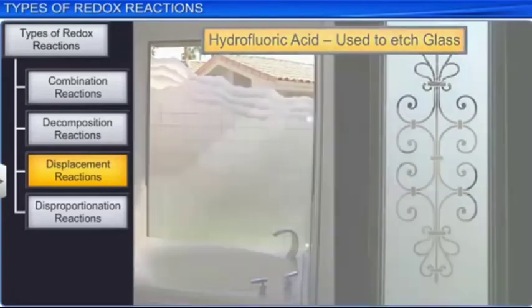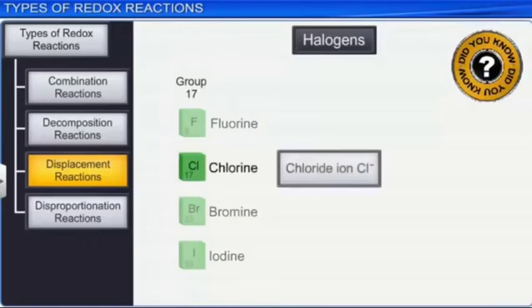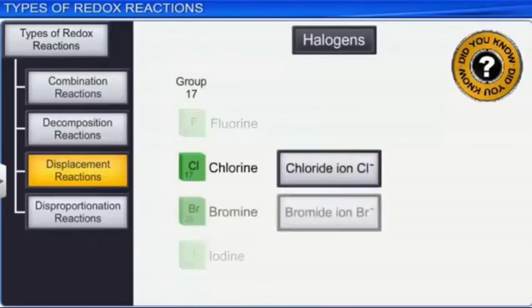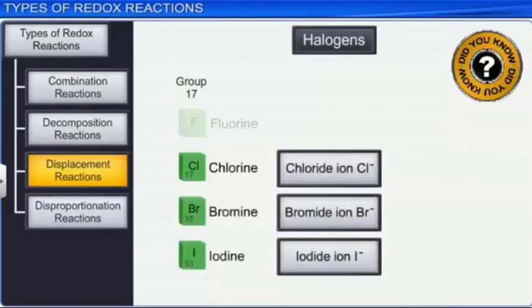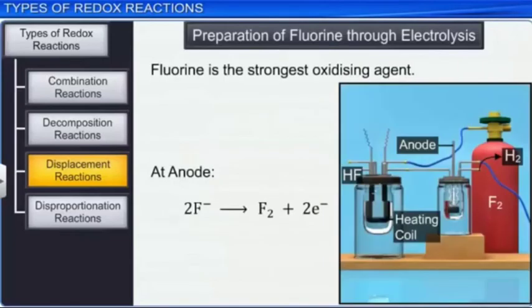Did you know that while there are a number of oxidizing agents that can oxidize chloride, bromide, and iodide ions, no oxidizing agent is available to oxidize fluoride ions? This is because fluorine is the strongest oxidizing agent. The only way to prepare fluorine is to oxidize fluoride ion electrolytically.